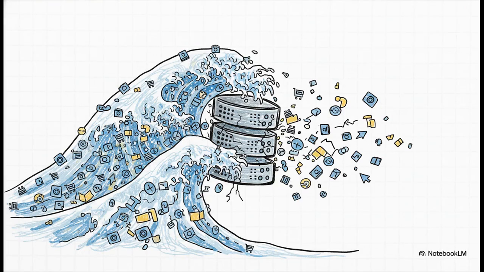Well, the short answer? Different problems just need different tools. Think about the absolute tidal wave of data that modern apps create. Every single click, every photo you upload, every transaction you make. It's just way too much and way too varied for any one-size-fits-all solution to handle. You need a specialized home for each kind of data.